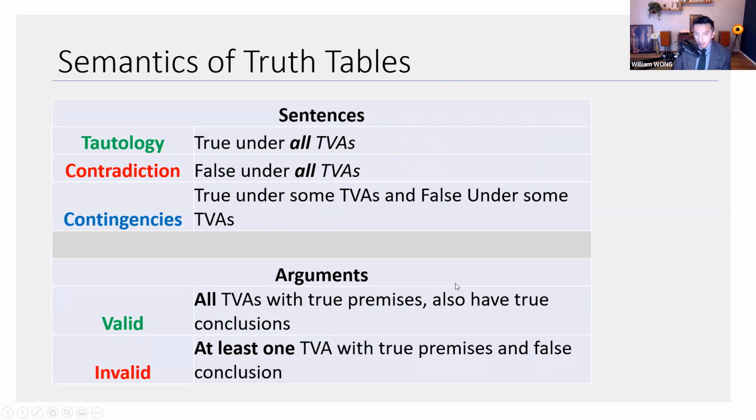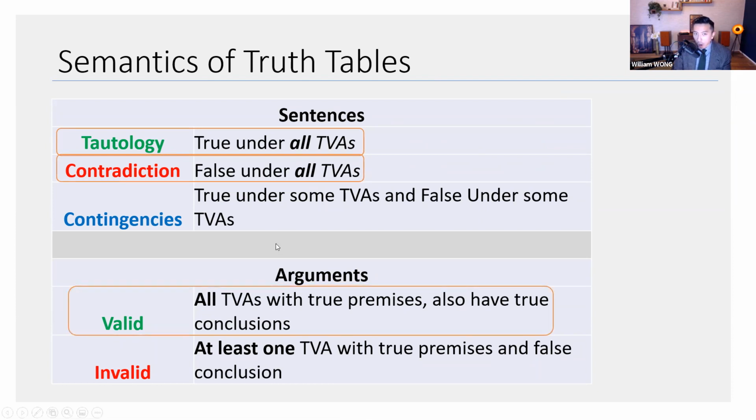So here is a table recapping what I've said. Now, notice that the tautology, the contradiction, and the validity of an argument requires you to show all of the TVAs, right? Now, if a shortened truth table can show us only one or possibly two TVAs, then can a shortened truth table show us that a sentence is tautological, a contradiction, or whether an argument is valid? No, it can't. It doesn't have what it takes.